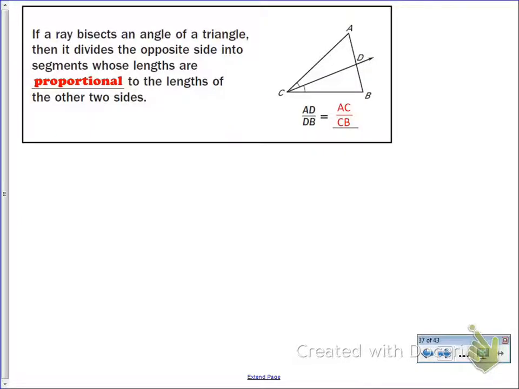All right, our last theorem on here. Now, this one is not in your notes. I apologize for omitting this formula, so you can go ahead and write this down as well. This is going to be similar to another proportionality theorem.